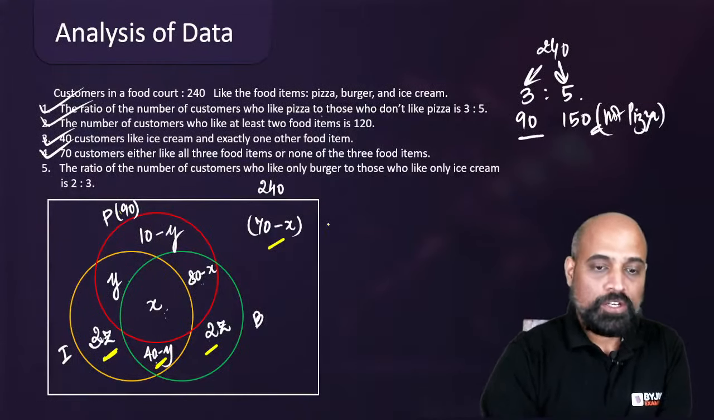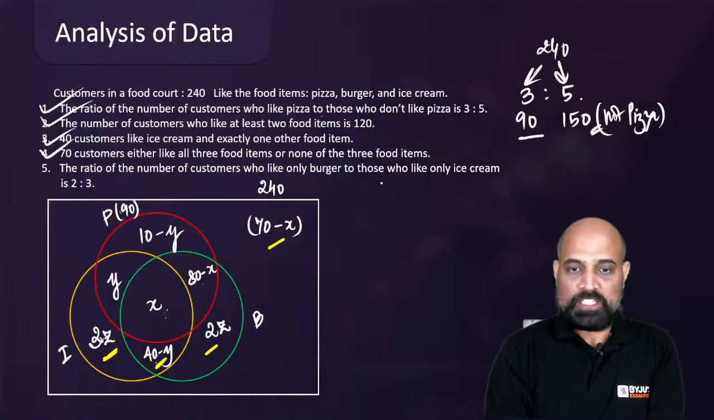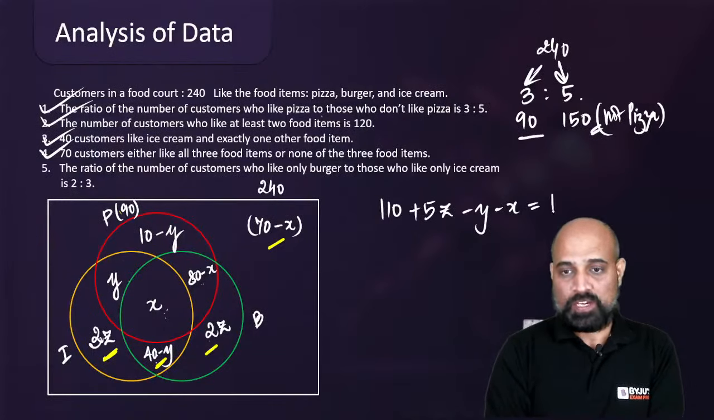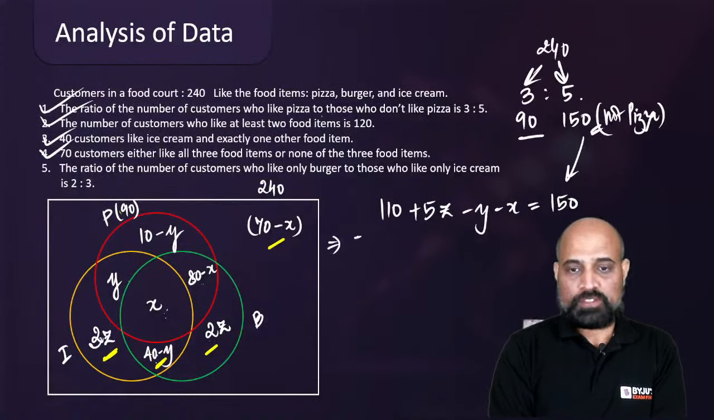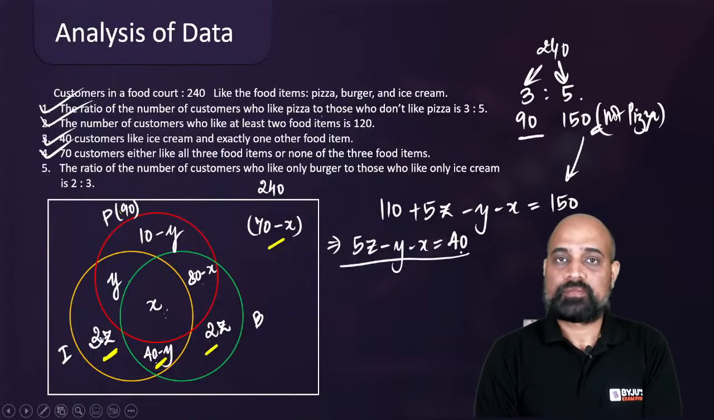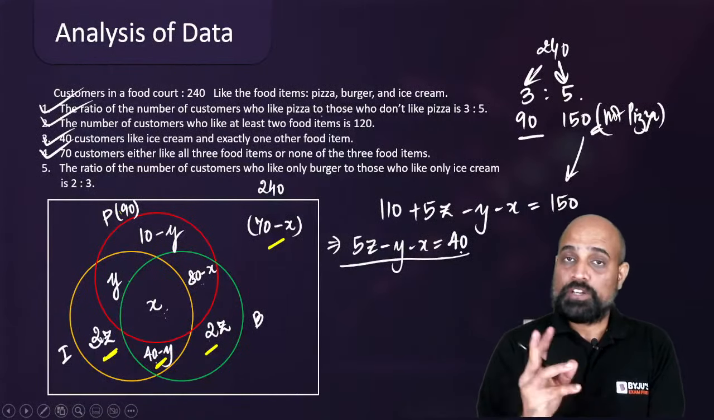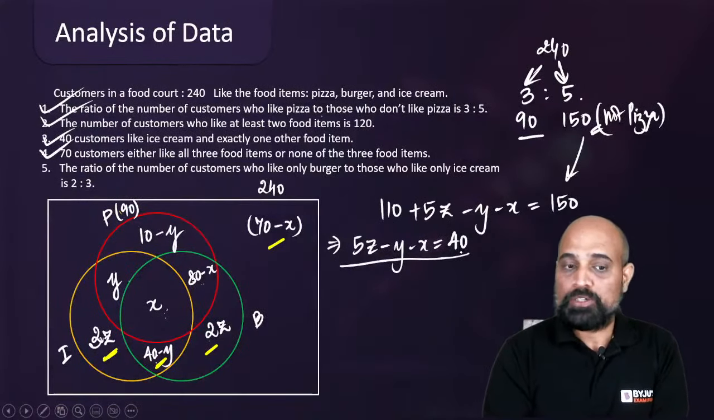Okay. So 70 plus 40 is 110. 3z plus 2z is 5z. Minus y minus x. And this is given as 150, right? Not pizza. So this will give us 5z minus y minus x is equal to 40. This is what we have. 3 variables, 1 equation only, we won't be able to solve.